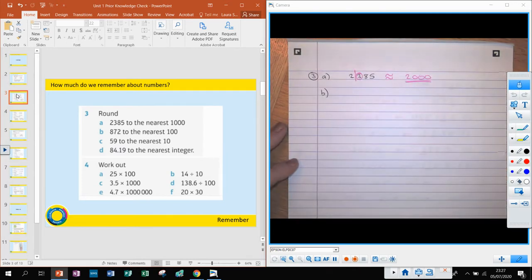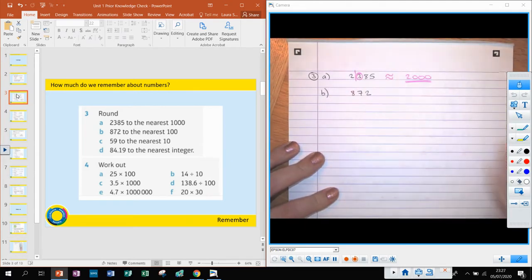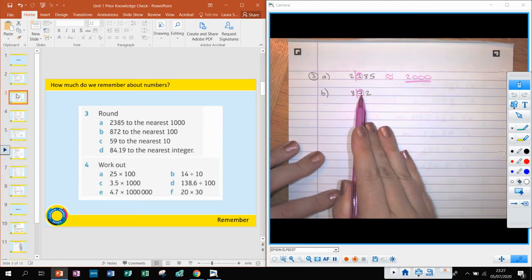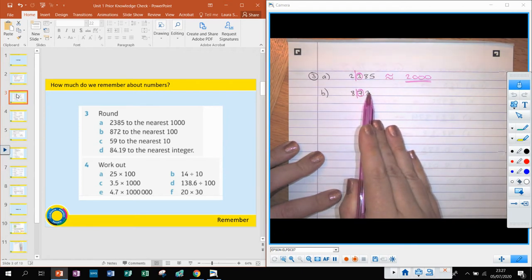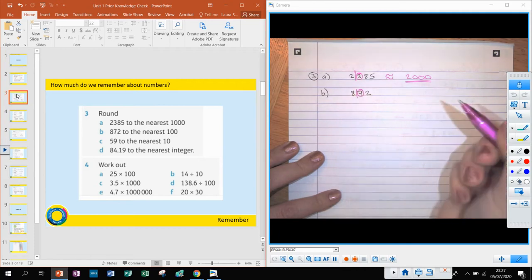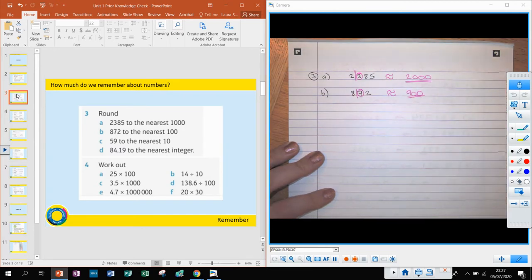Okay, so we follow a similar process for our other ones, but we just pay attention to what they're saying to round to. All right, so this one is 872, and they're saying to round to the nearest 100. So here's my hundreds. We can put a line there to help ourselves, and we can circle the 7. 7 is definitely 5 or higher, and therefore 72 we know is bigger than 50, which means that's going to round up to a 9. So it's approximately 900 if we round to the nearest 100.